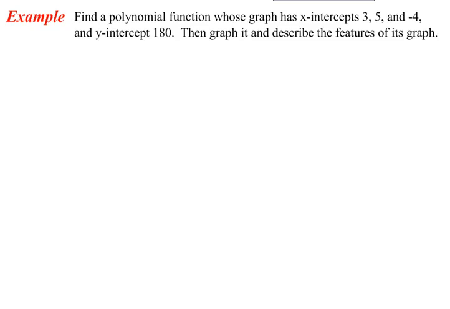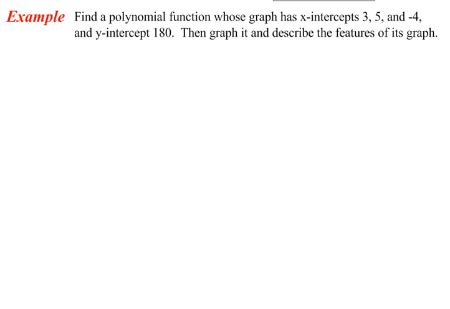Alright, in this example, we are being asked to find a polynomial function whose graph has x-intercepts 3, 5, and negative 4, and y-intercept 180. Then we're going to be asked to graph it and describe the features of the graph. Okay, so we just learned that a quadratic function can have at most two x-intercepts. So we know that for this example, it cannot be a quadratic, right? We know a cubic function can have at most three x-intercepts. So this could be a cubic function.